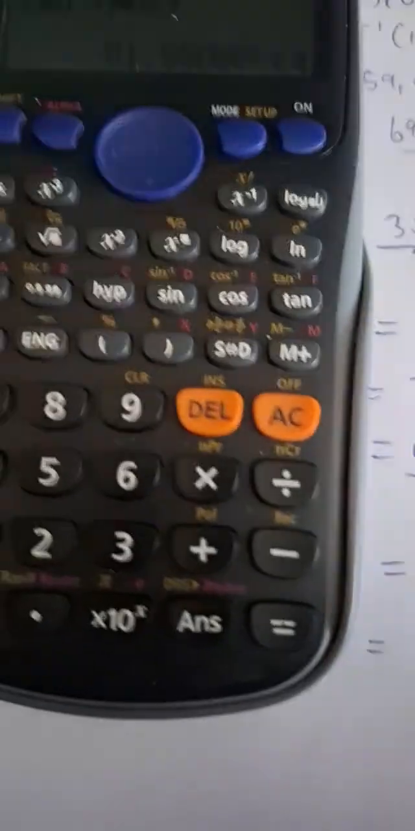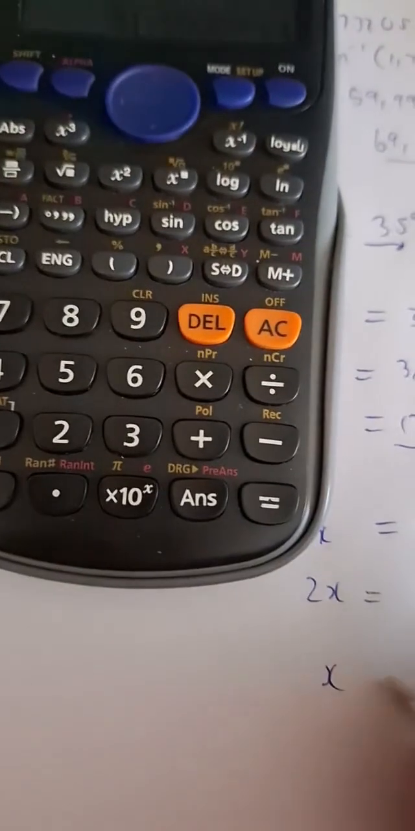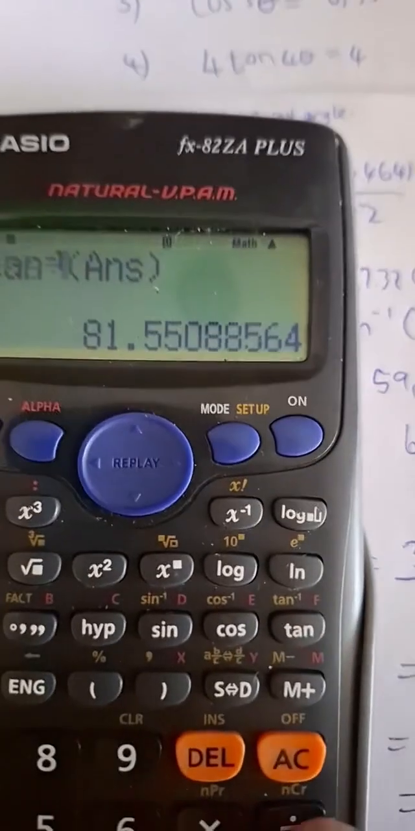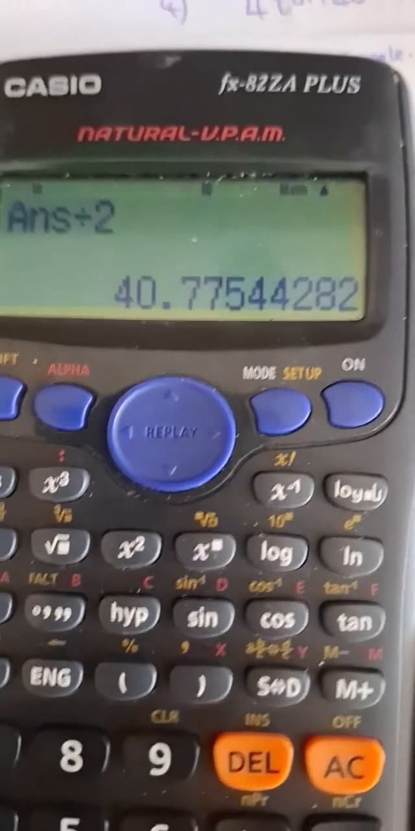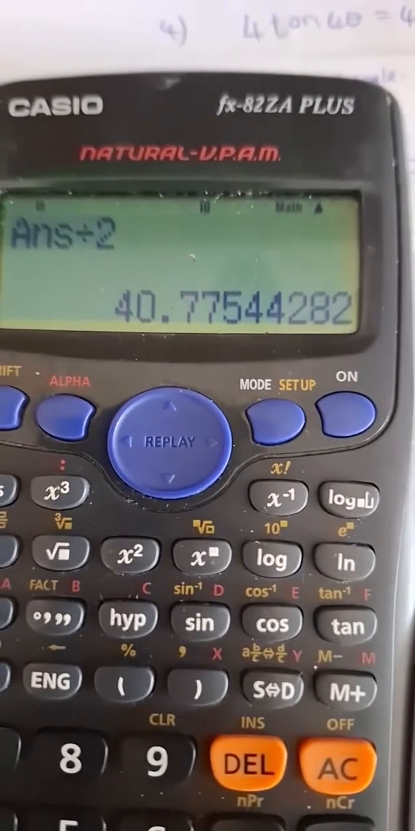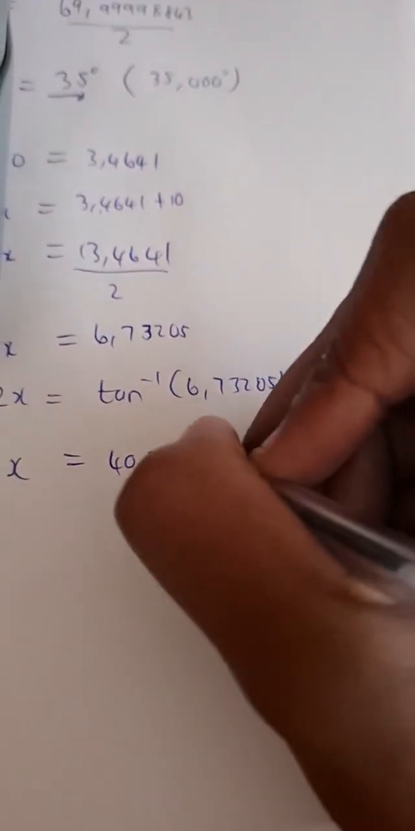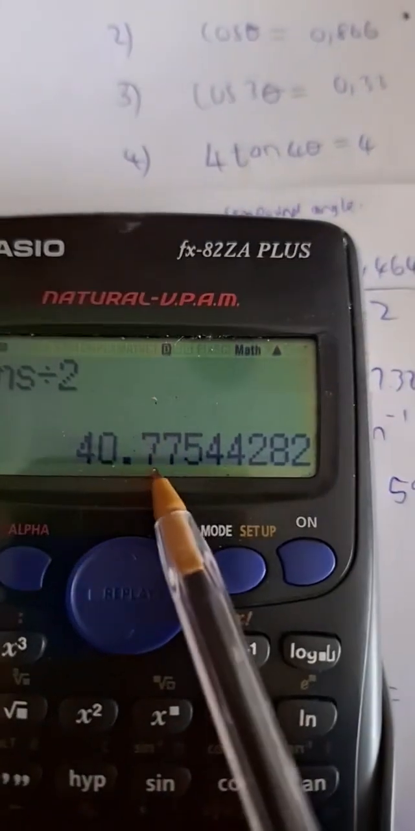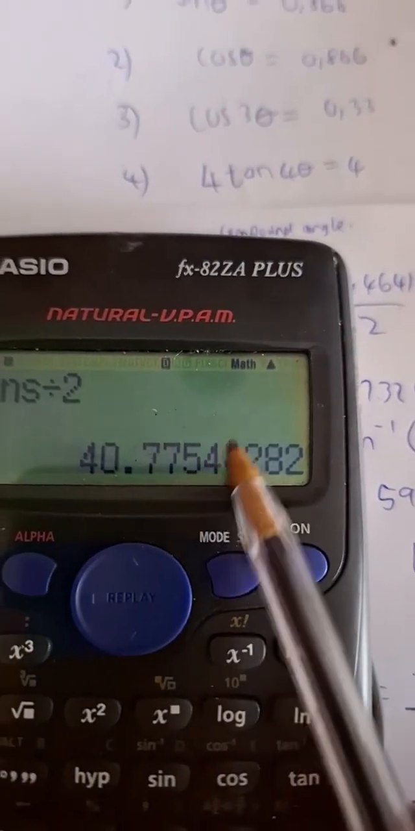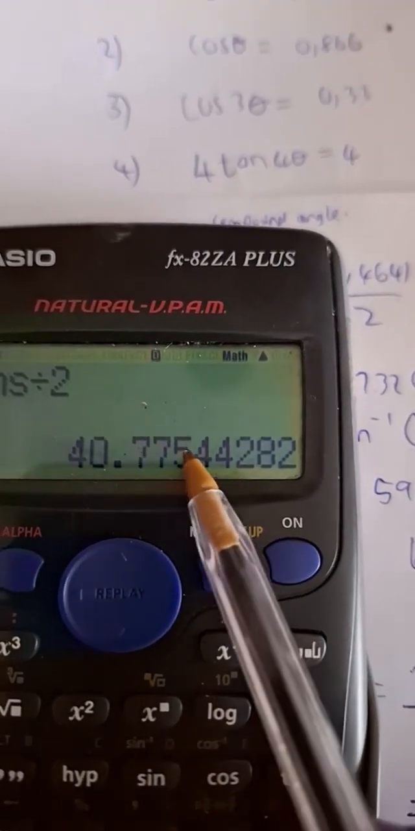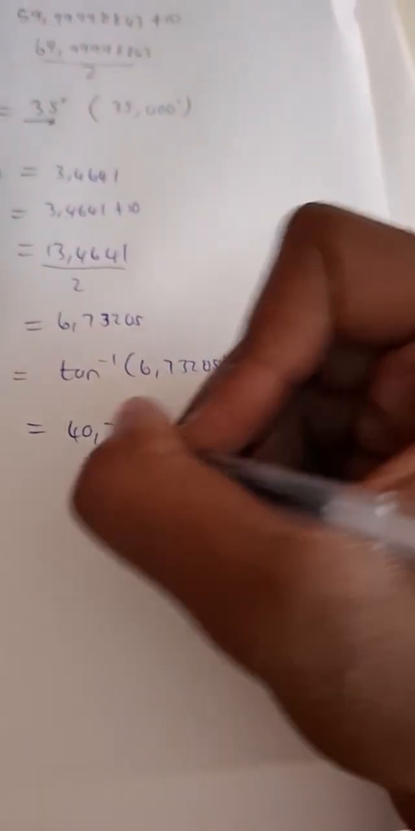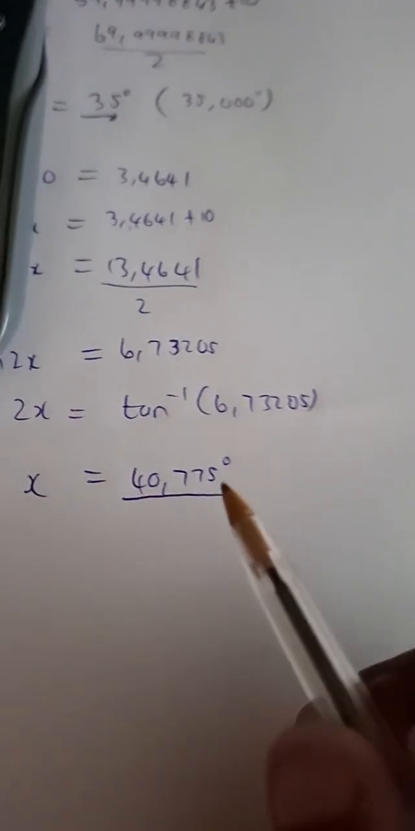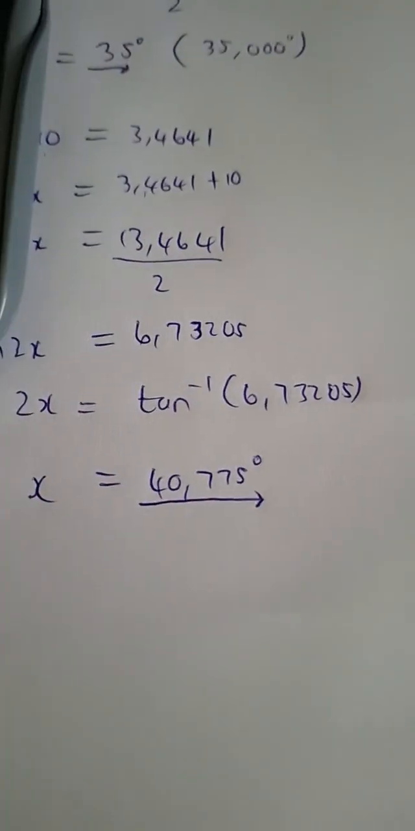What we are going to do with the 81,55 is divide it by 2. So we can say x is equal to 81,55 divided by 2. That should give us an answer of 40,775. And we say 775 because the 4, which is the fourth number, says what to the 5? Stay the same. Let's not forget this is an angle, so we write degrees.